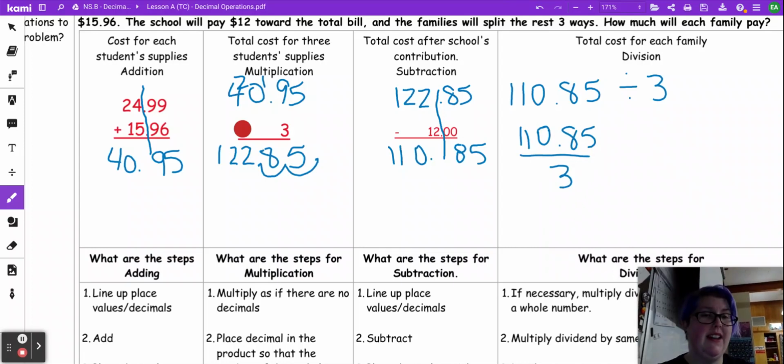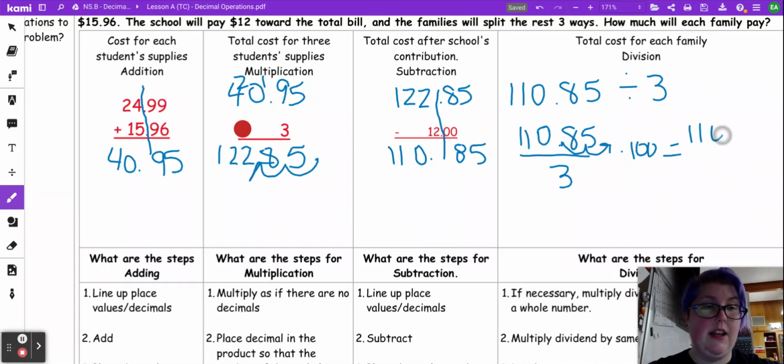Now, in order to divide these, because trying to do division with a decimal is not super easy, we're going to do the opposite of multiplication. In multiplication, we move that decimal point to the left. We're now going to move it to the right for both numbers. If we have hundredths here, we move 1, 2 places, so we are going to multiply each of these by 100 to get whole numbers. So this becomes 11,085 divided by 300.